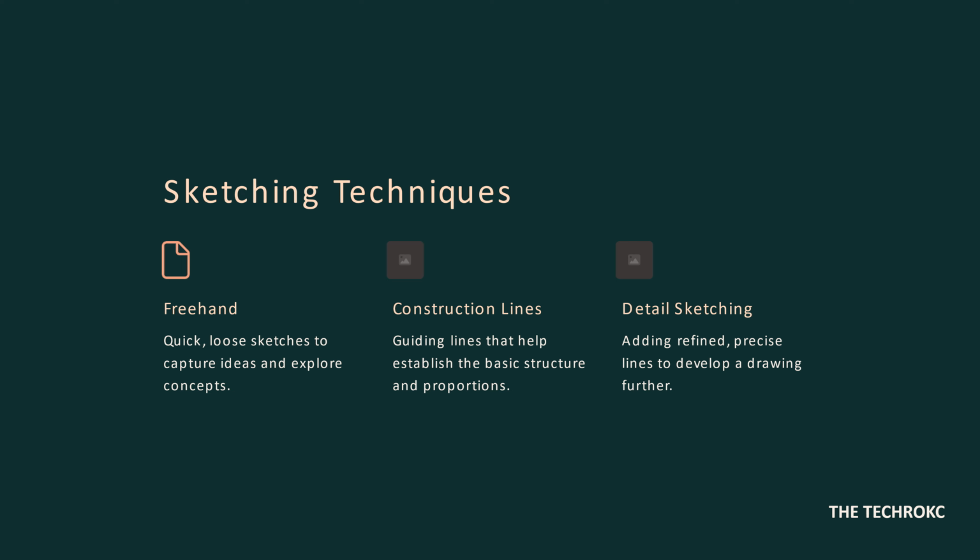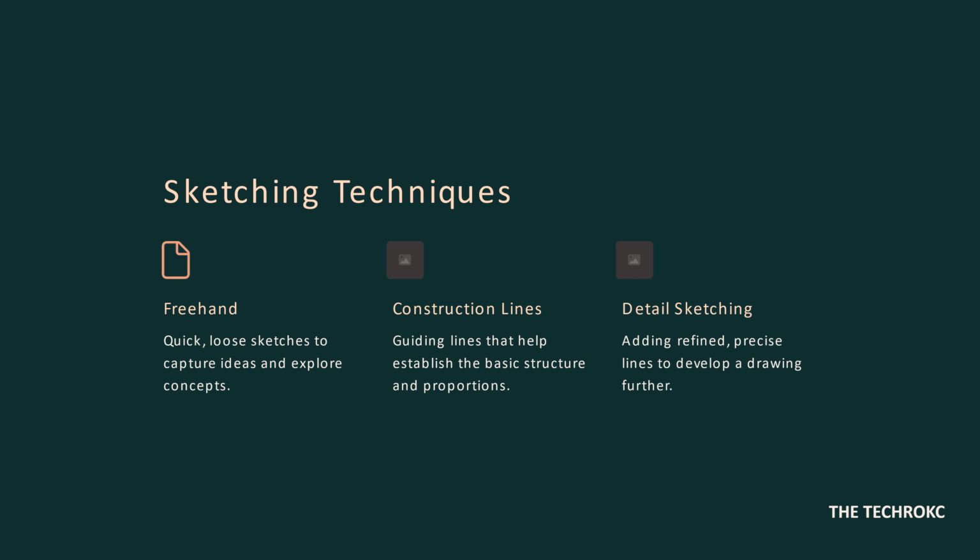Now we have sketching techniques. There are different types of sketching techniques, but I only mentioned 3 here. The first one is the freehand sketch. It can also be called the loose sketch.